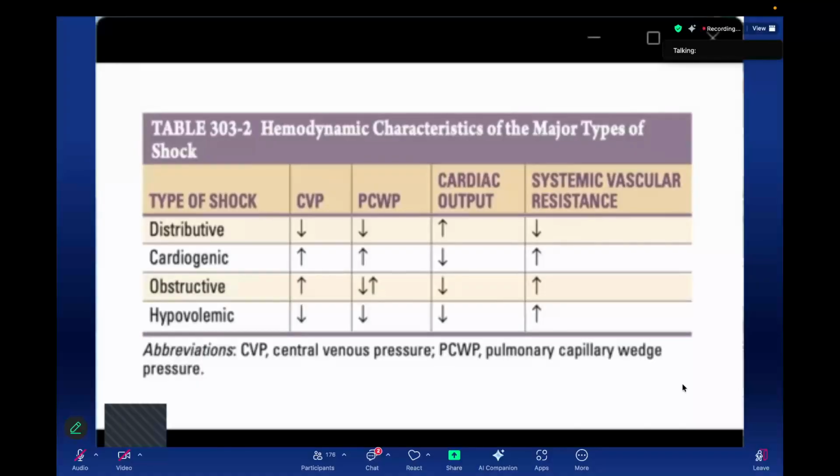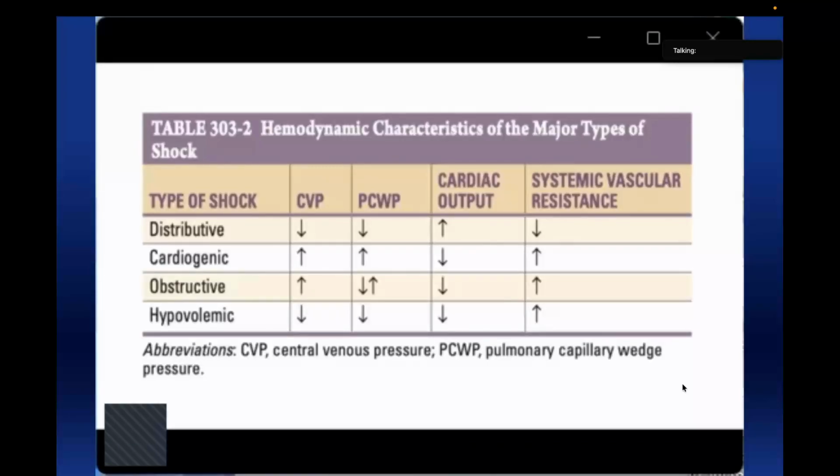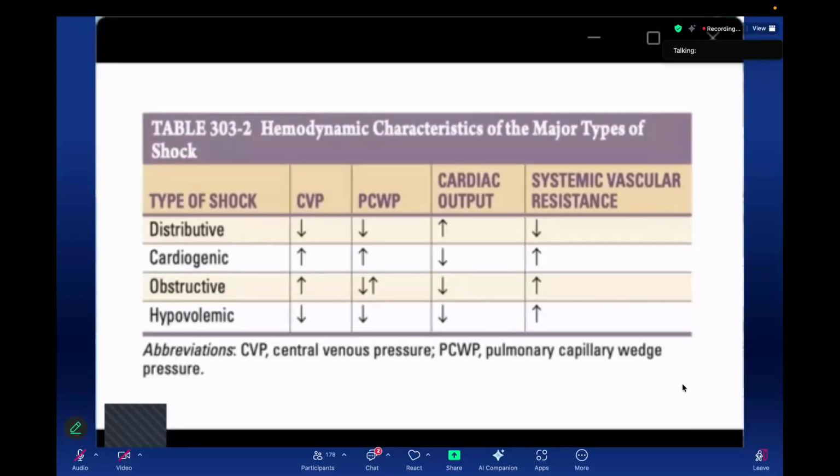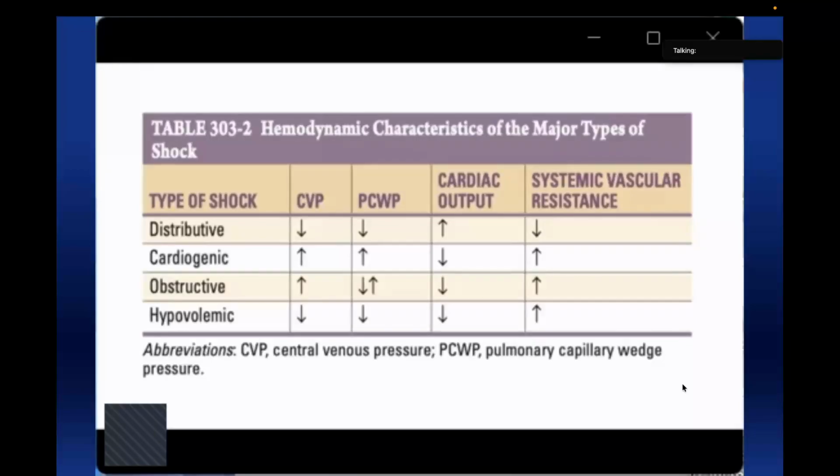Now, in cardiogenic shock, the CVP is high. The wedge is also high, and the SVR is high. However, there's not enough cardiac output in cardiogenic shock. In obstructive shock, there is neutral effect on your wedge, but cardiac output is also decreased, but your CVP and your SVR is high. In hypovolemic shock, you have a very low CVP, wedge pressure, and your cardiac output. Hence, you have increase in your systemic vascular resistance as a compensatory mechanism.